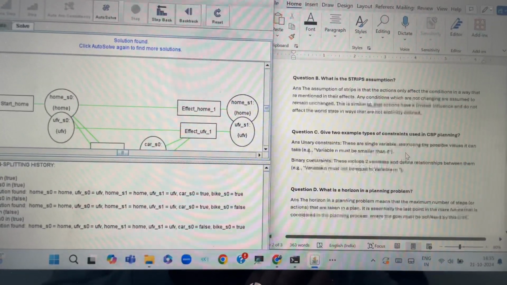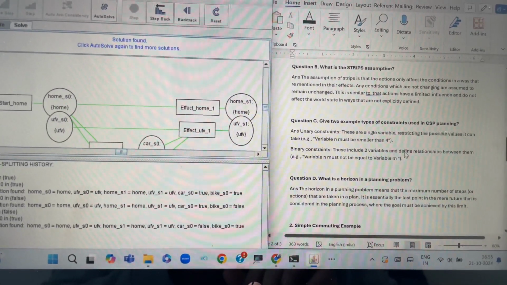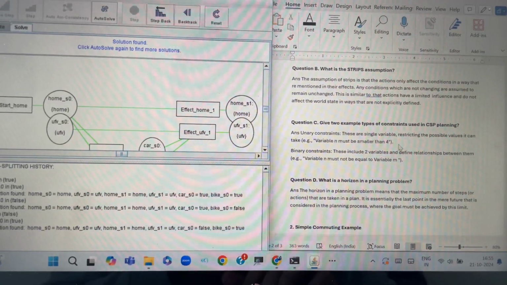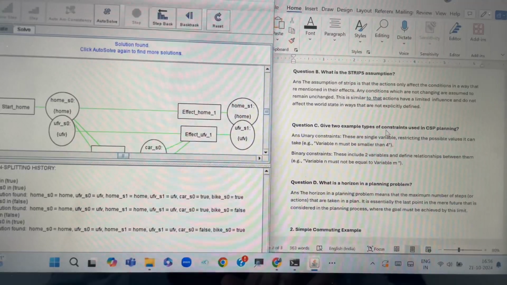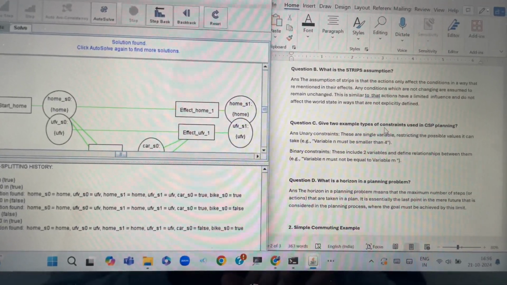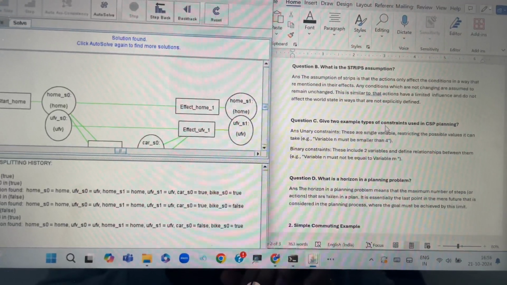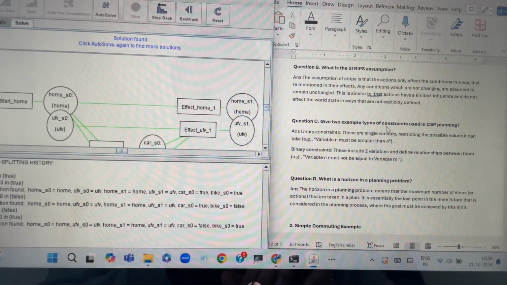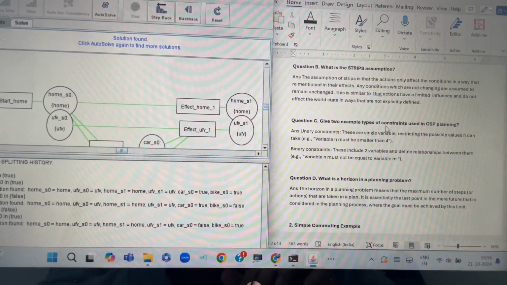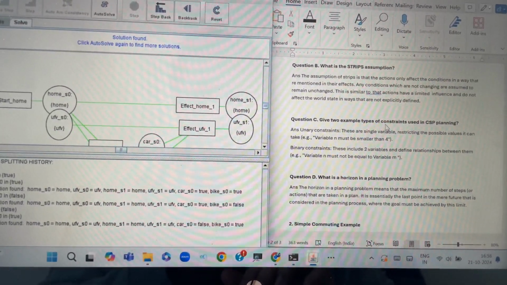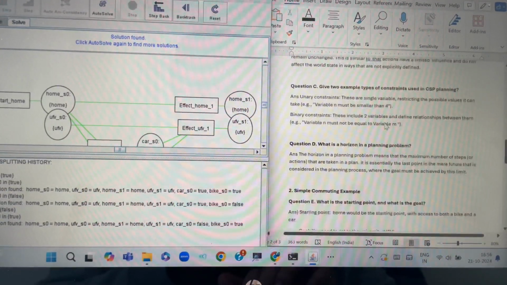Okay, so what is the STRIPS assumption? Basically, the STRIPS assumption is that only the effects mentioned in the effects list change. Any conditions which are not changing are assumed to remain unchanged. This is similar to the way that actions have a limited influence and they do not affect other things or other states which are not explicitly defined.